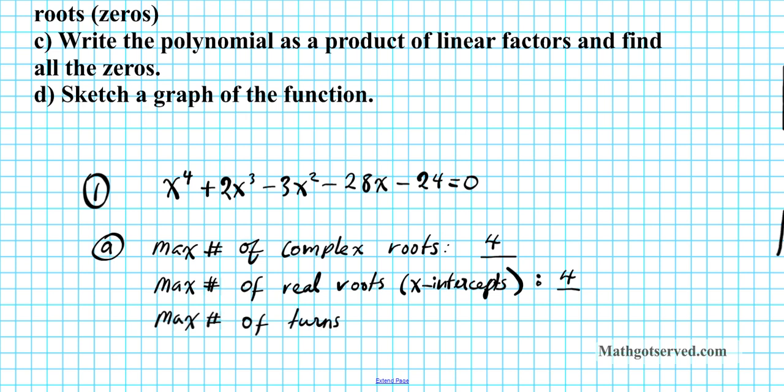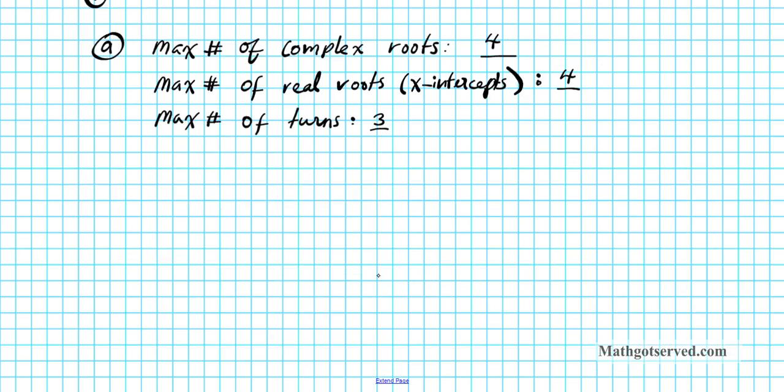How about the maximum number of turns or changes in direction? Well, it's always 1 less than the degree. So if you look at the degree here, the maximum number of complex roots is 4. So the maximum number of turns that the graph of a function of the 4th degree can have is 3. Okay, so you just subtract 1 from the degree. All right. Now, let me give you a graphical illustration to understand this result.